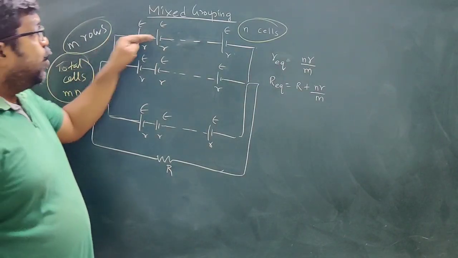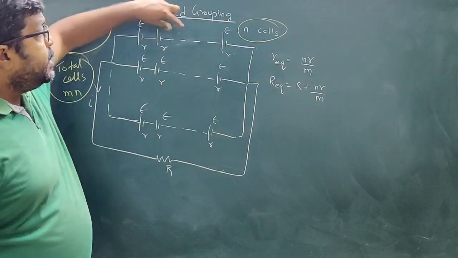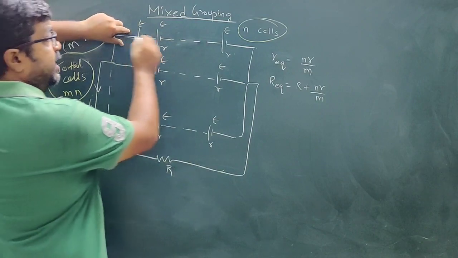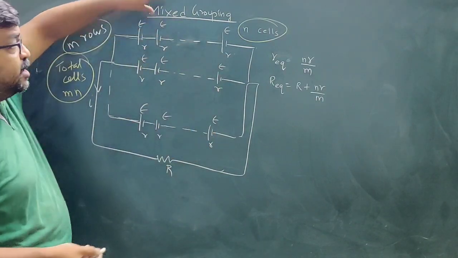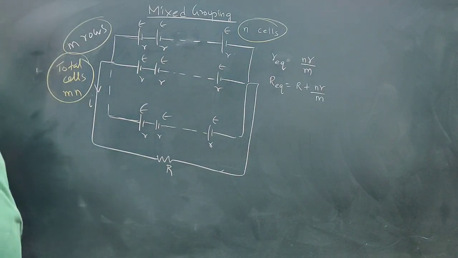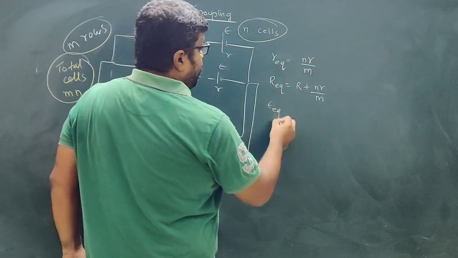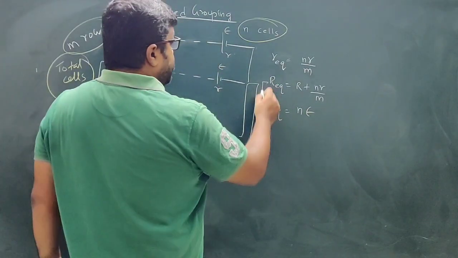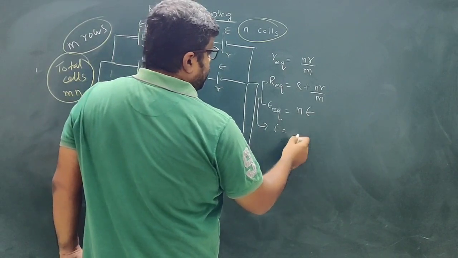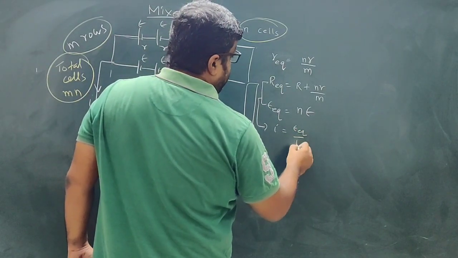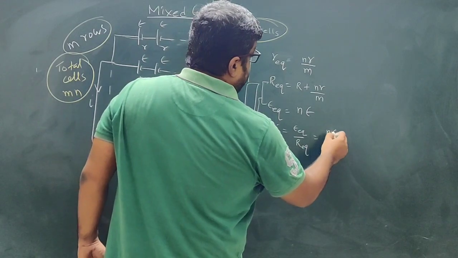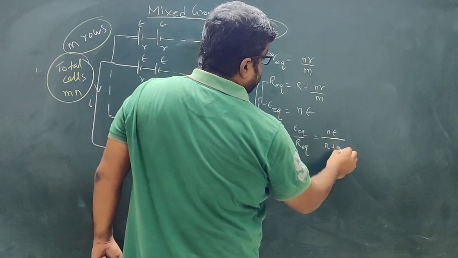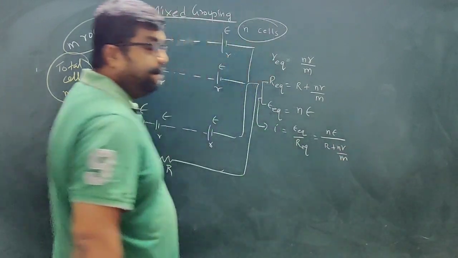Now for one row, n cells, what will be the equivalent EMF? nE. For each row it is nE. They are parallel, so the total will also be nE. Equivalent EMF is nE. From this, we get the current as E equivalent by R equivalent, which is equal to nE divided by R plus nr by m.